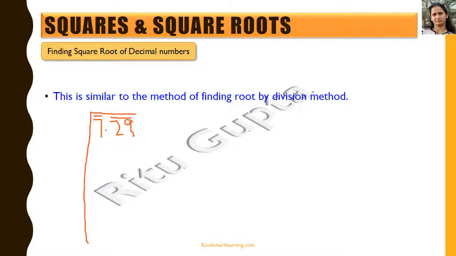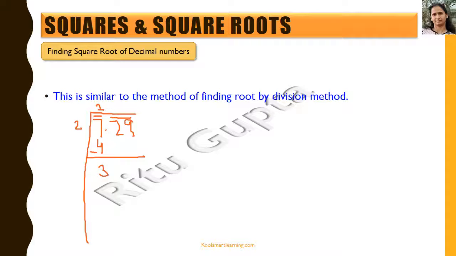So now again, we take the 7 in this bar and we see that it is more than 2 square and less than 3 square. So we start with 2 here and we place 2 in the quotient area. We put a 4 over here, and after subtracting we get 3.